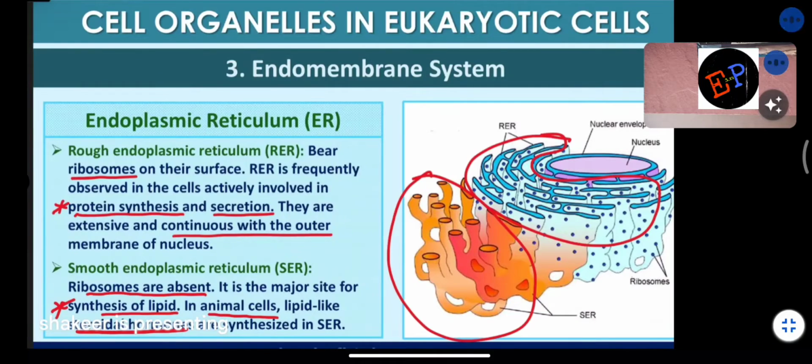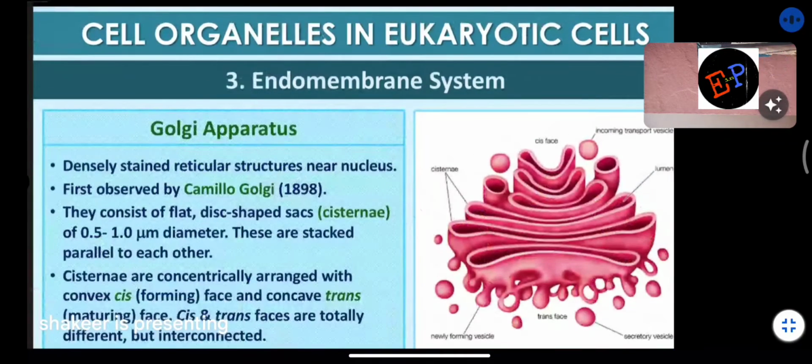Okay. Next, Golgi apparatus. So densely stained reticular structures near to the nucleus. First observed by whom? Camillo Golgi. That is why its name is given as Golgi apparatus. So they consist of flat disc-shaped sacs. And what is meant by disc-shaped sacs?